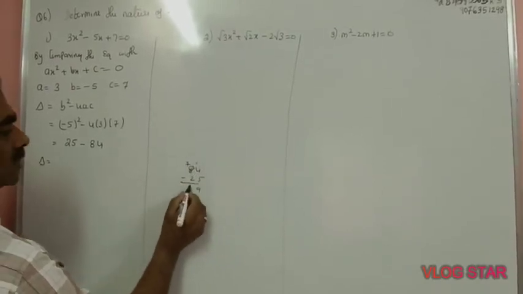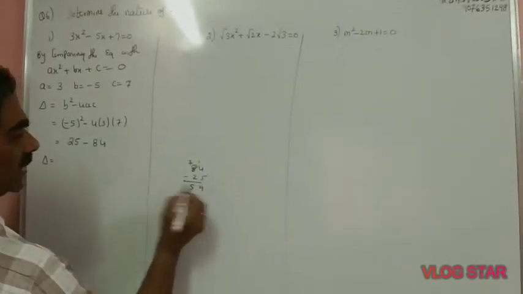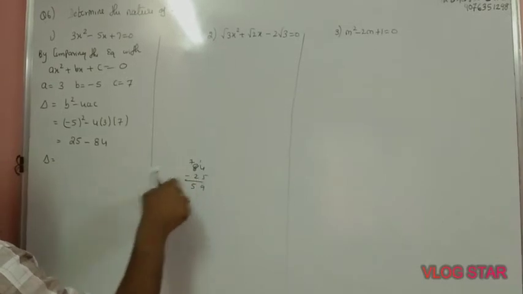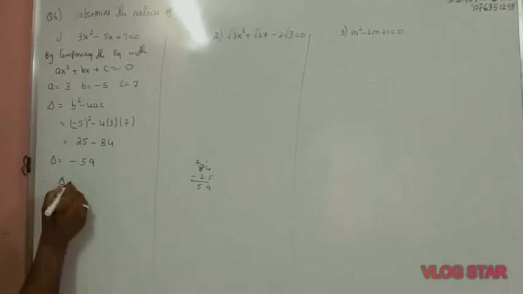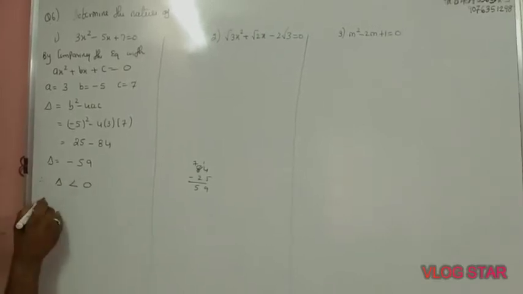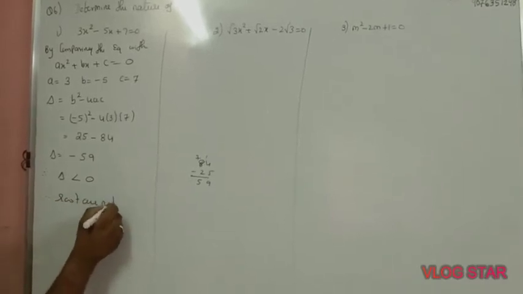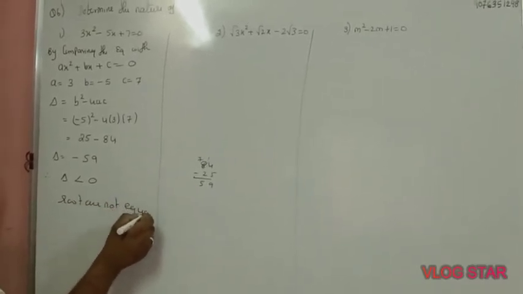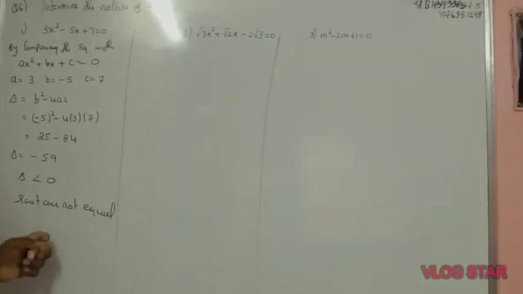So this gives us minus 59. Therefore delta is less than 0. And delta is less than 0, therefore roots are not equal. This was the first sum.